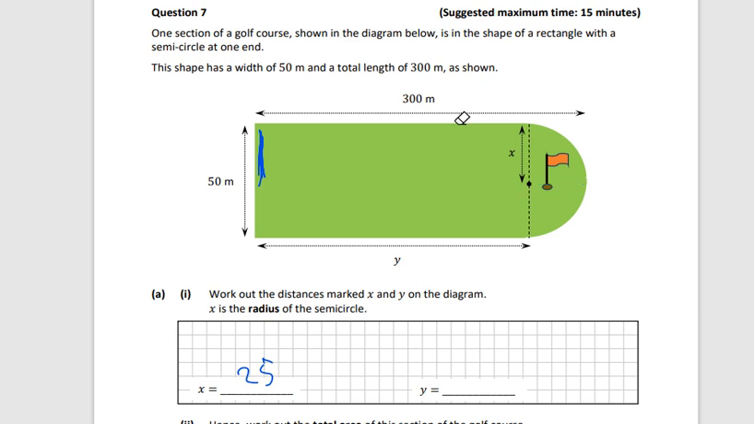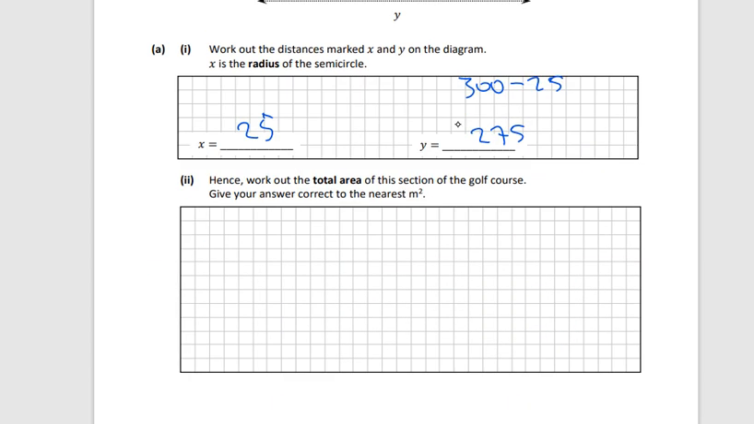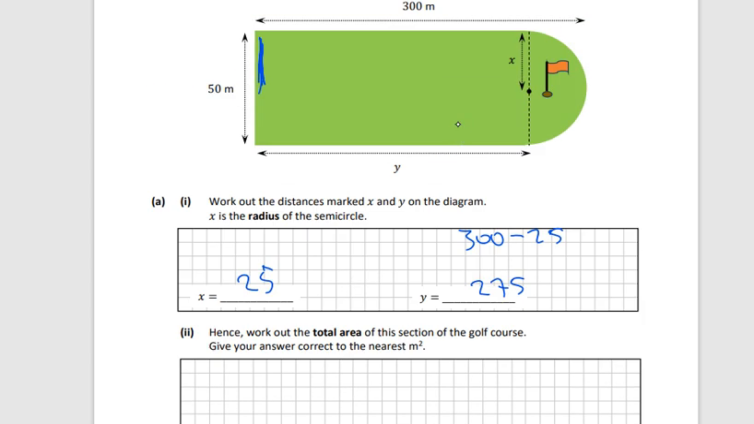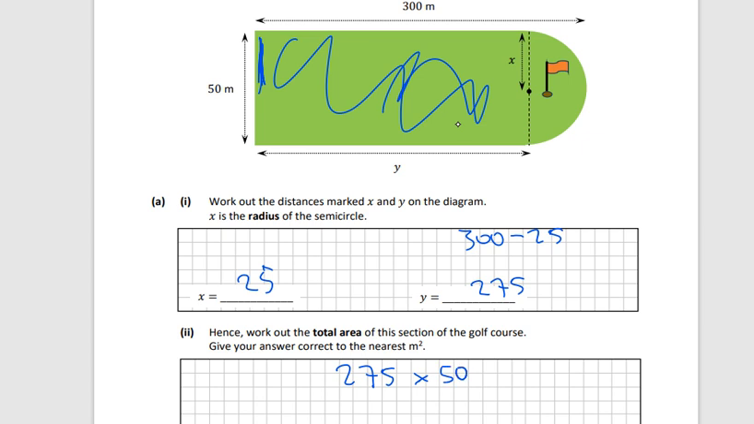So to get y, we're going to do 300 take away 25, and that's 275. Hence, work out the total area of this section of the golf course. Well, the big rectangle there would just be 275 multiplied by 50.